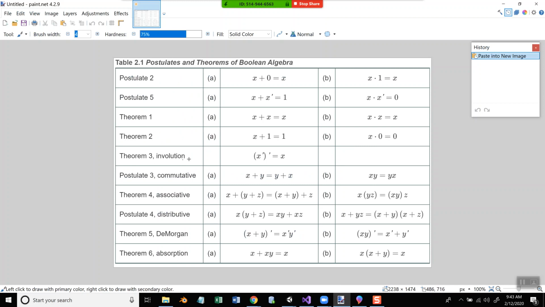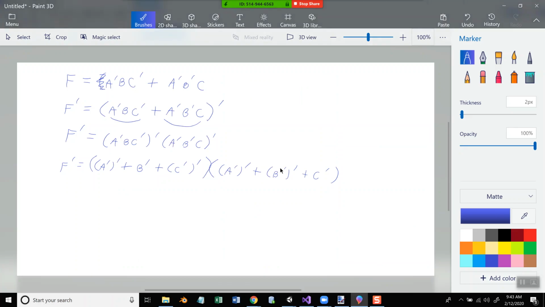From theorem 3, involution, when you take a prime of a prime, the primes disappear and it just gives you x. So this becomes a, and that makes sense really. You start with a; if a is equal to 1, you take the complement of it, 1 becomes 0, and then 0 becomes 1 again. So it's back where it started. Plus b prime, and then that's plus c. This one is a plus b plus c prime.